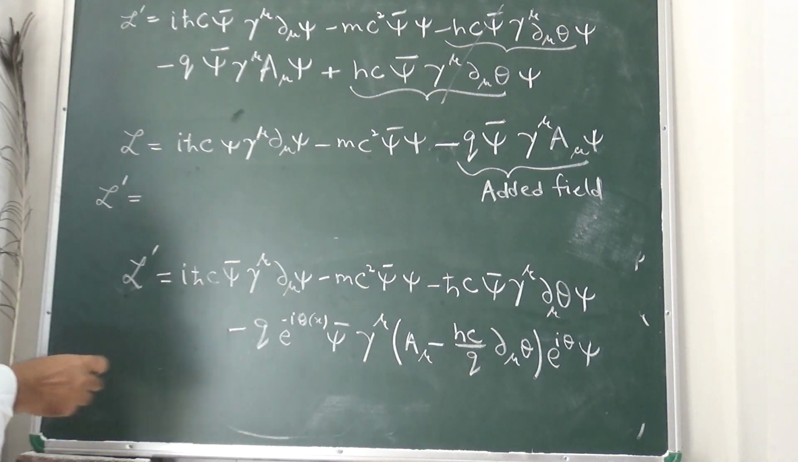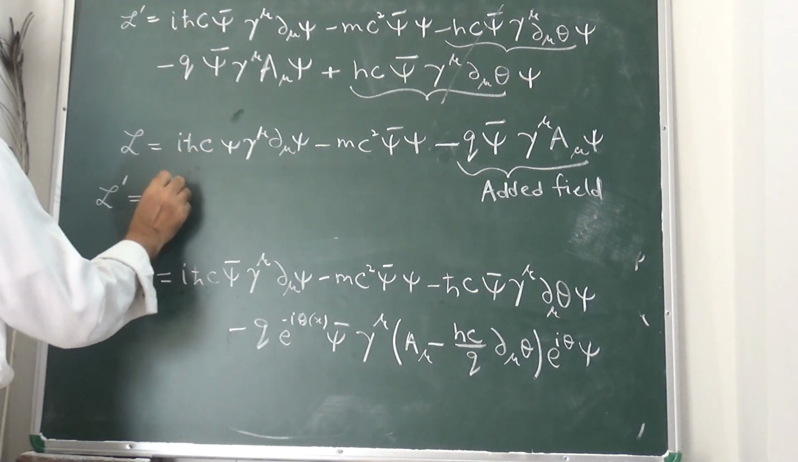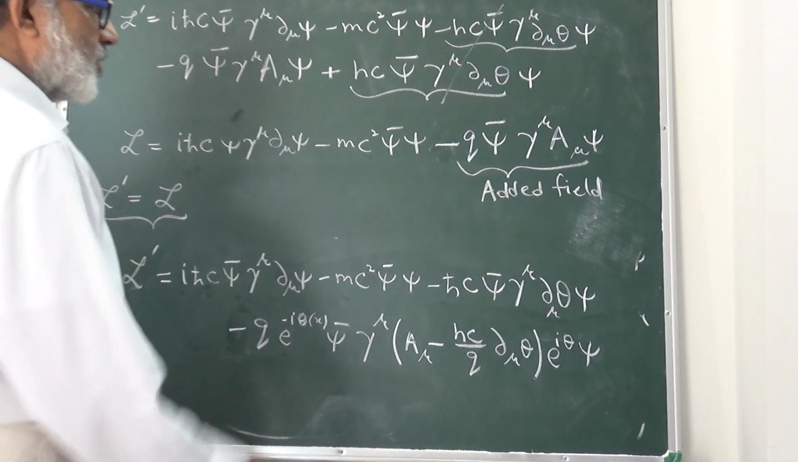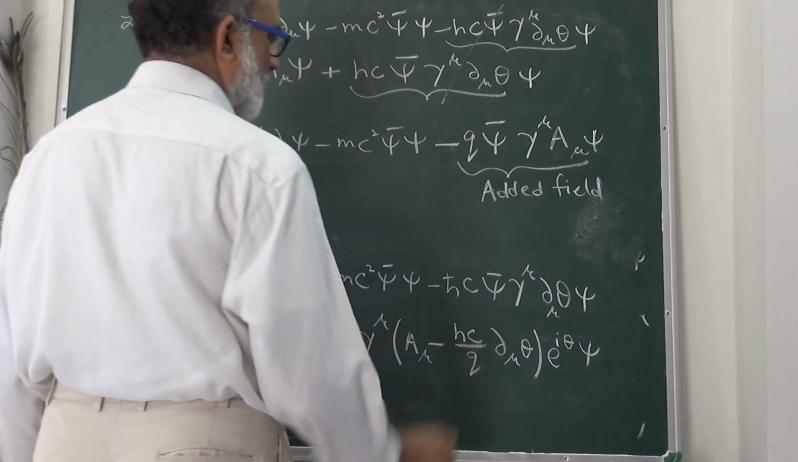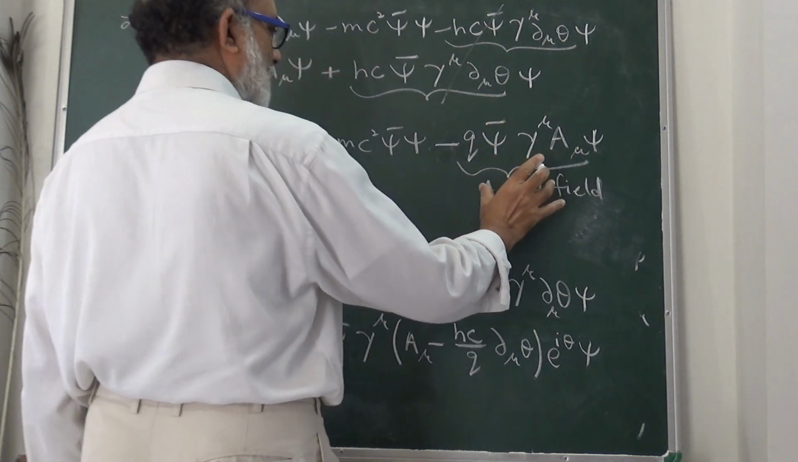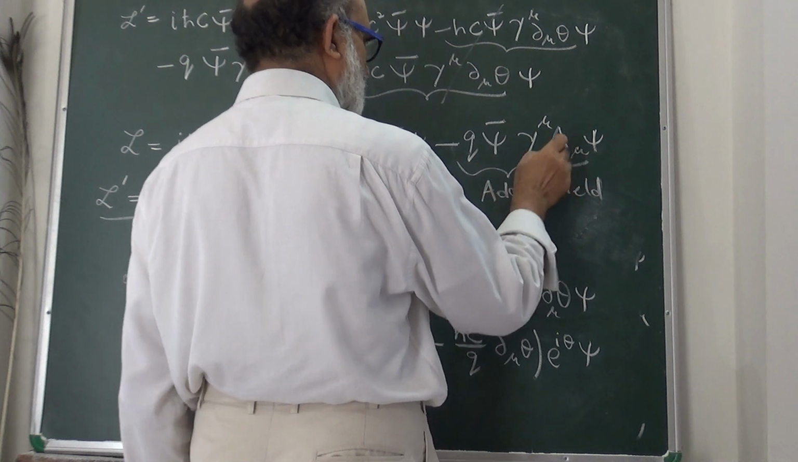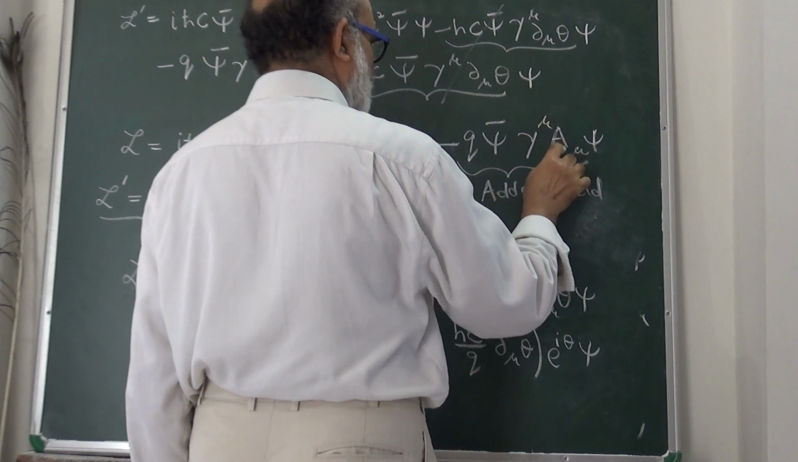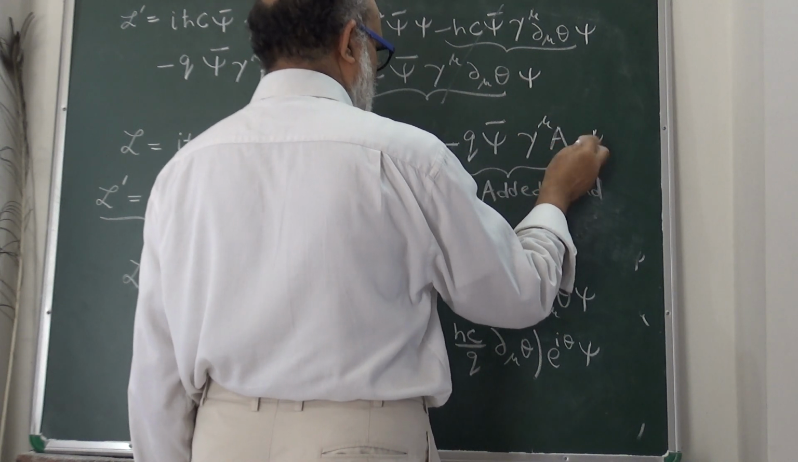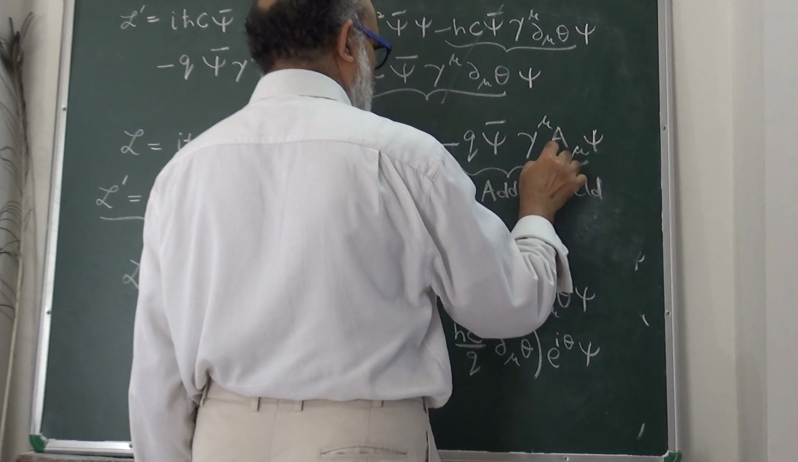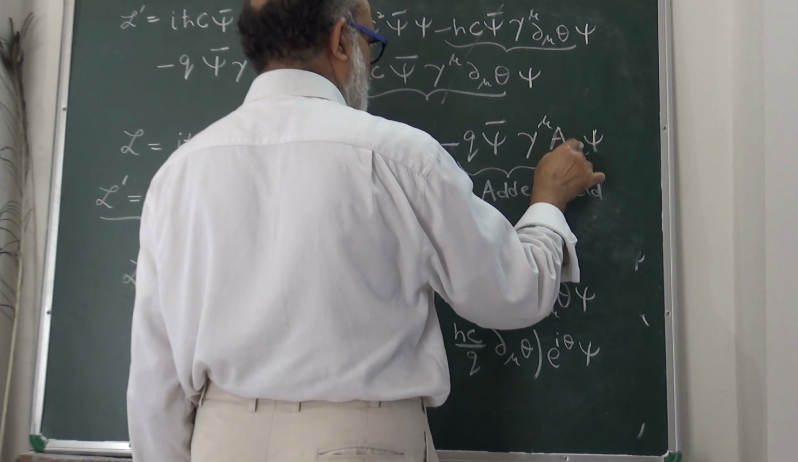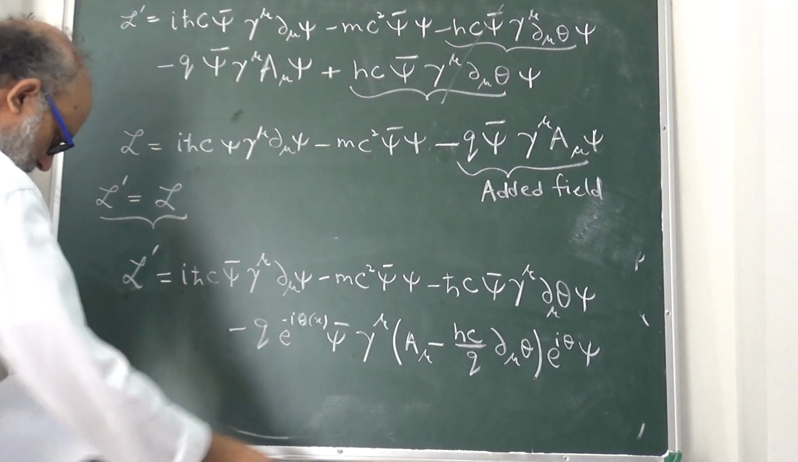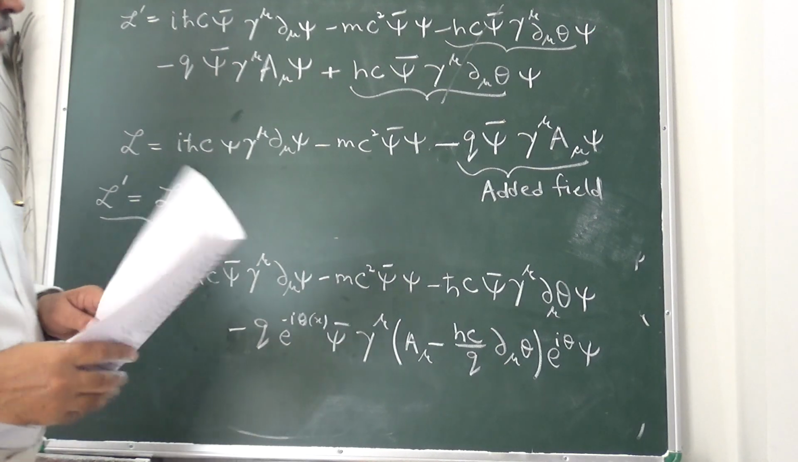So it means this L prime is L only by adding a new field to the Lagrangian, and the added part is actually the interaction of the psi field, the fermion field, with the A field, and the A field is the electromagnetic field. So this interaction of the fermion field with the electromagnetic field makes this Lagrangian invariant. So, okay.